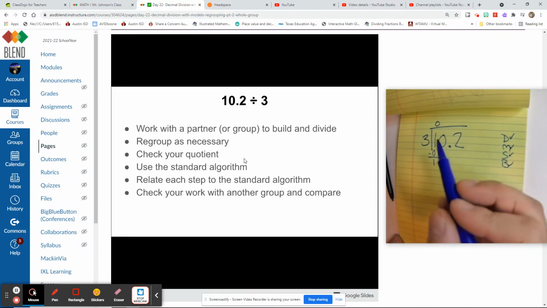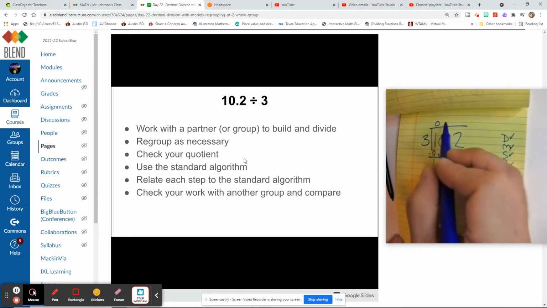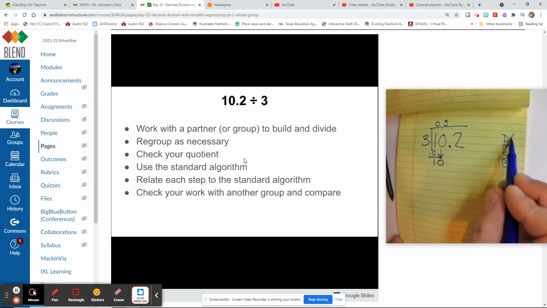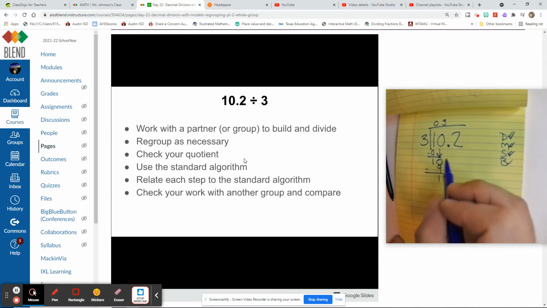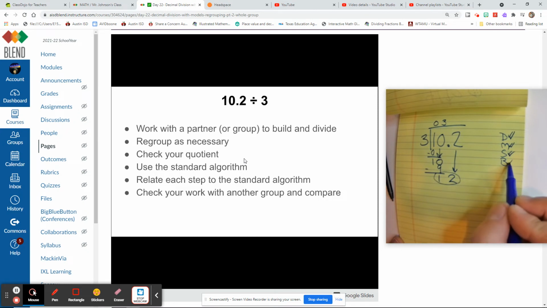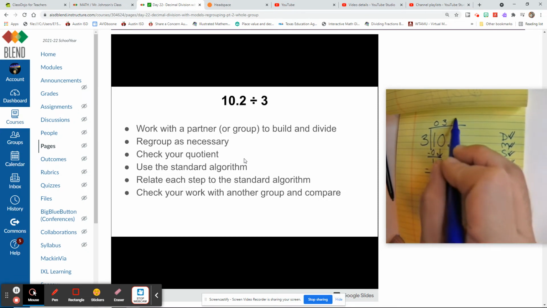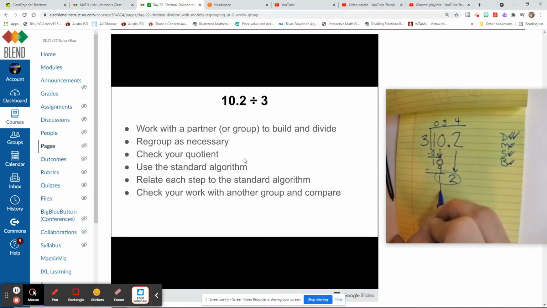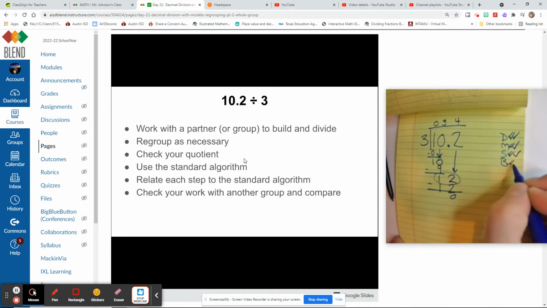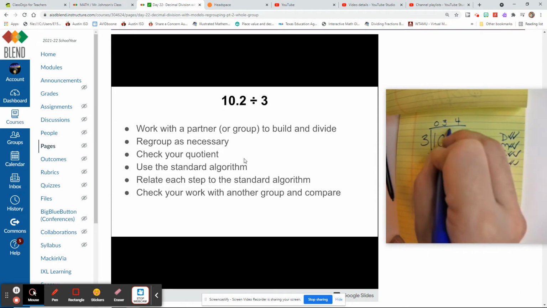So we've done all of our steps once. 3 goes into 10, 3 times. 3 times 3 is 9. 10 minus 9 is 1. And then we're going to bring down our 2. Remember, it's just a whole 12. The decimal point isn't coming down or anything. All right, so 3 goes into 12 4 times. 3 times 4 is 12. 12 minus 12 is 0. So we're going to bring up our decimal point.